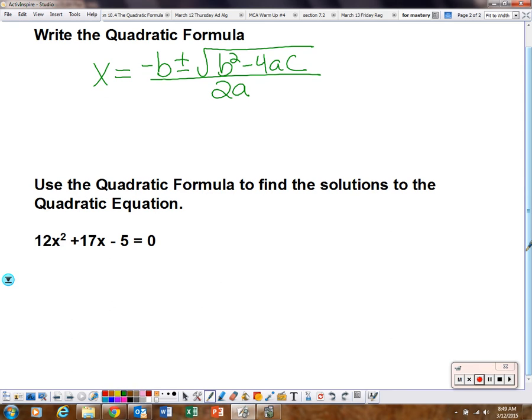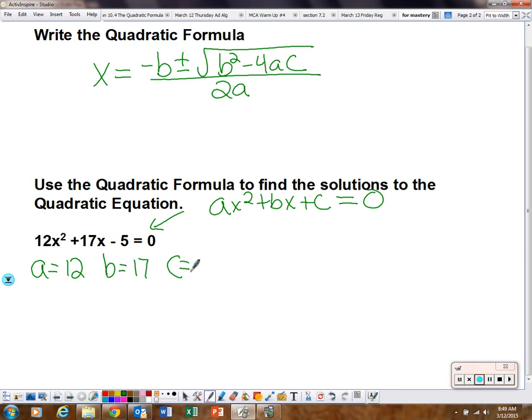Now, you have to be able to use that quadratic formula correctly to figure out the solutions to this next problem. Remember, in order to use the quadratic formula, the ax squared plus bx plus c must equal 0. Well, this problem does. It equals 0, so we don't have to rearrange the problem at all. So now identify your a, b, and c. Your a is 12, your b is 17, and your c is negative 5.